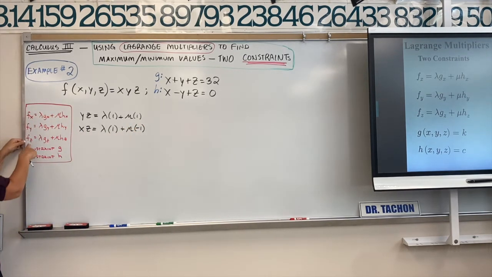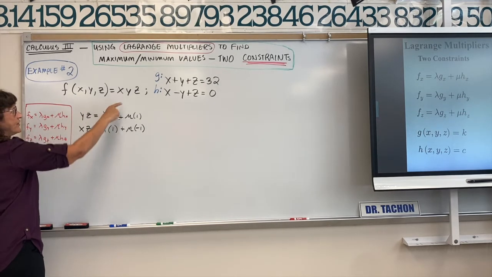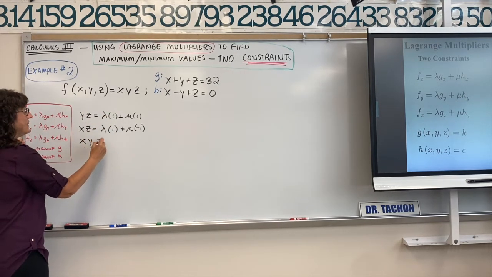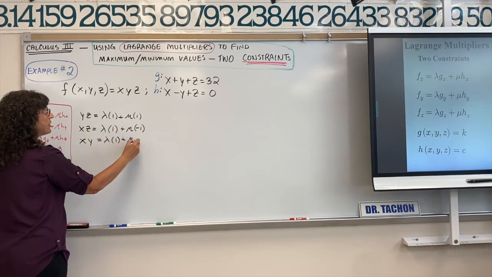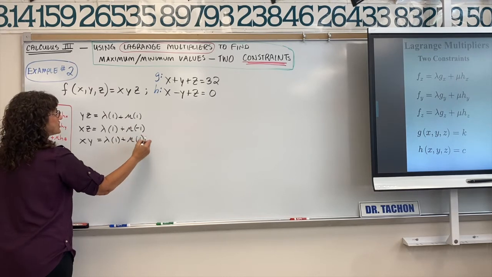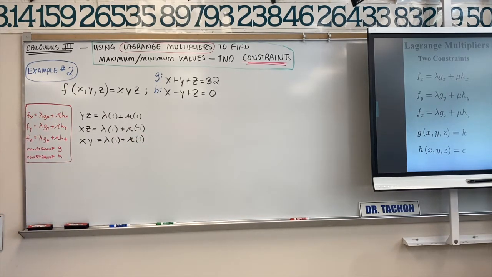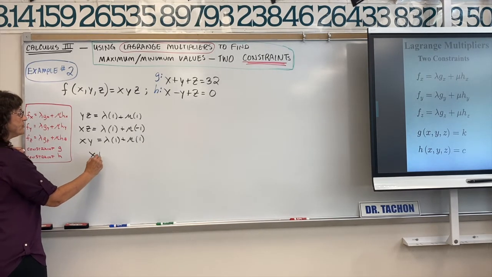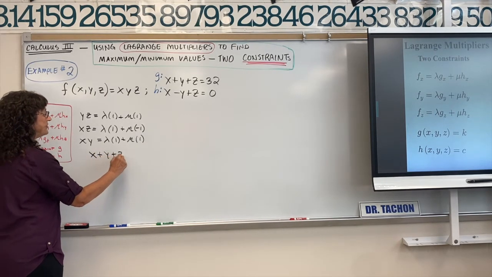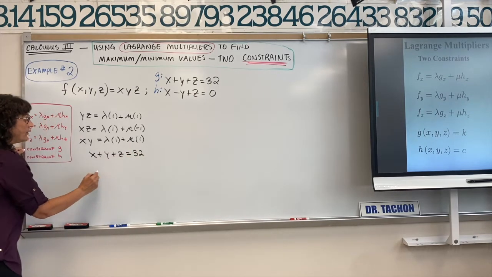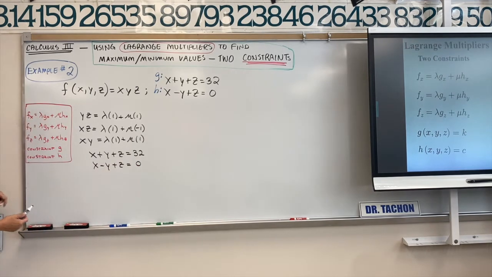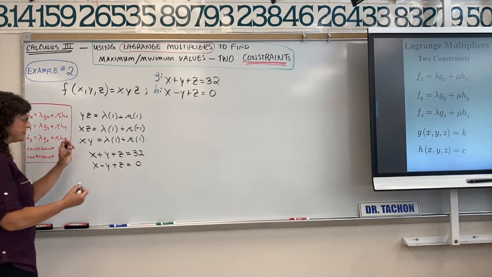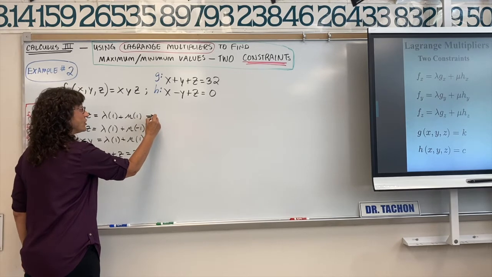All right, and then finally our partial with respect to z of the multivariate function is going to give us x times y. That's equal to lambda times partial of g with respect to z, which is 1, plus mu times partial of h with respect to z, which is also 1. So we have our system of equations here in terms of lambda and mu. Don't forget, we also have the constraints at our disposal. X plus y plus z has to add up to 32, and we know that x minus y plus z is going to give us a 0. All right, so we want to solve the system of 5 equations to find our critical points, okay?